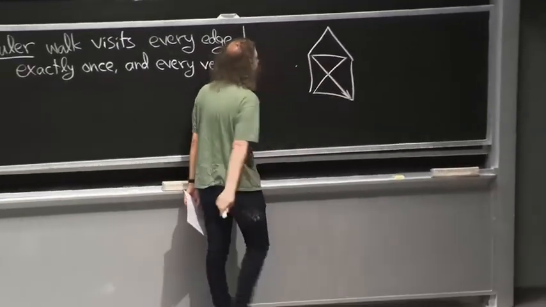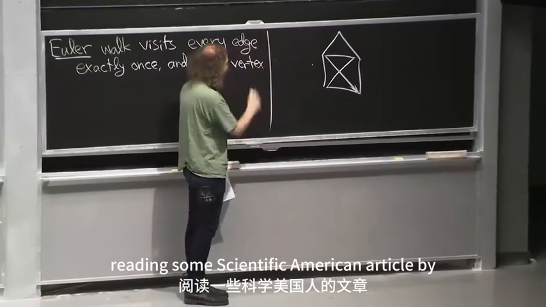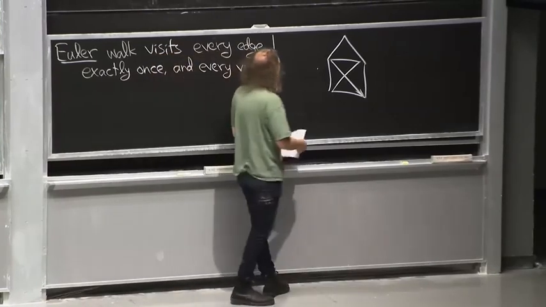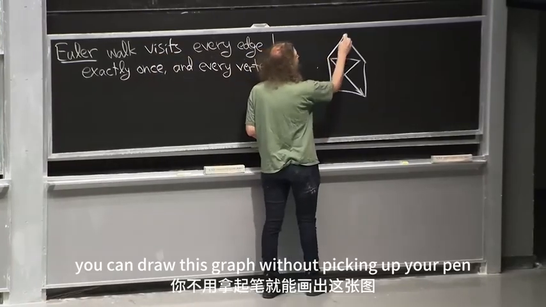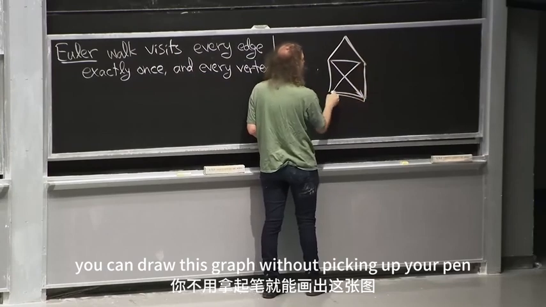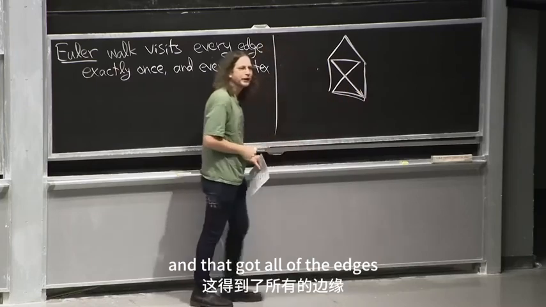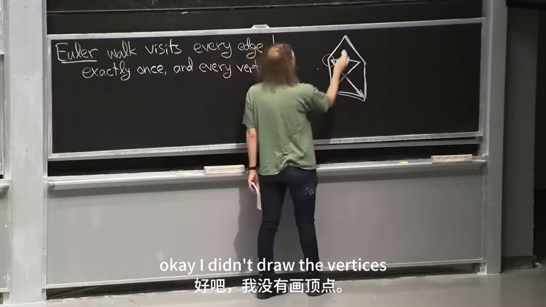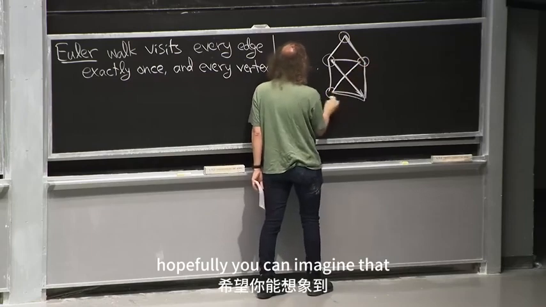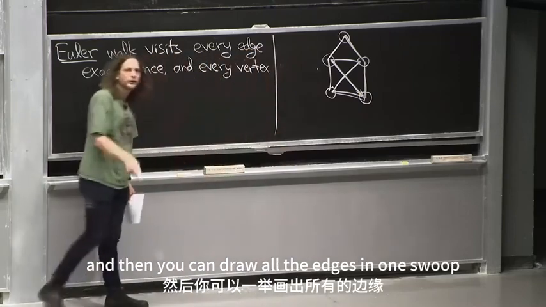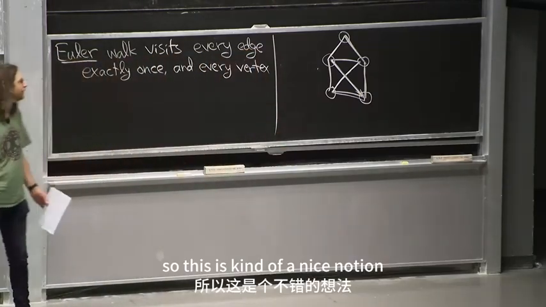This is why I was fascinated with it, reading some Scientific American article by Martin Gardner. You can draw this graph without picking up your pen. You put your pen down, you draw, and then you pen up. And that got all of the edges. Okay, I didn't draw the vertices, but hopefully you can imagine that. Maybe you should draw the vertices first, and then you can draw all the edges in one swoop. So this is kind of a nice notion.